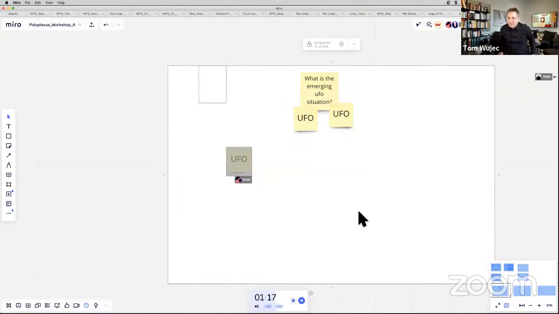Those of you at home, start writing out what are the elements or the nodes that reflect on the question. So you can add further questions.